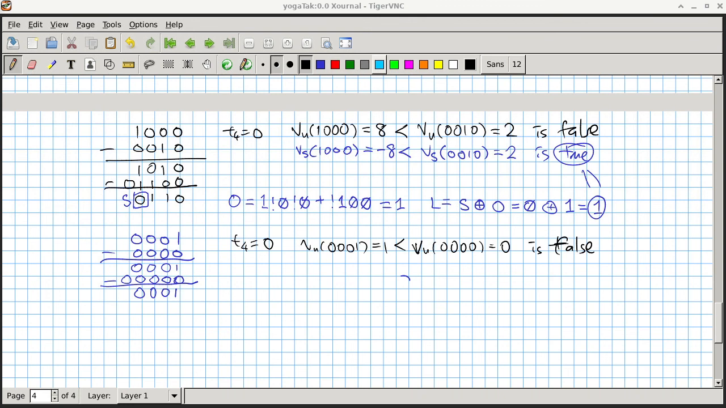And this time I'm going to have to use a different color. This is our sign flag. So sign is a 0. What about overflow? Overflow is 0 and not 0 and not 0, or, let's see, not 0 and 0 and 0.